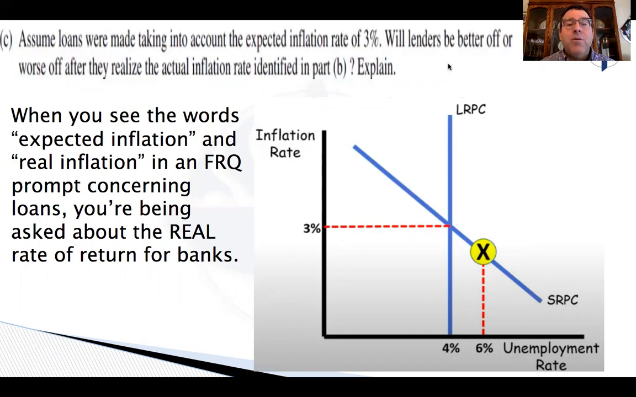C, assume loans were made taking into account the expected inflation rate of 3%. Will lenders be better off, worse off, after they realize the actual inflation rate identified in Part B?